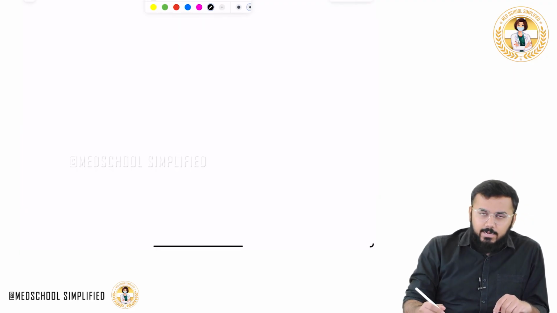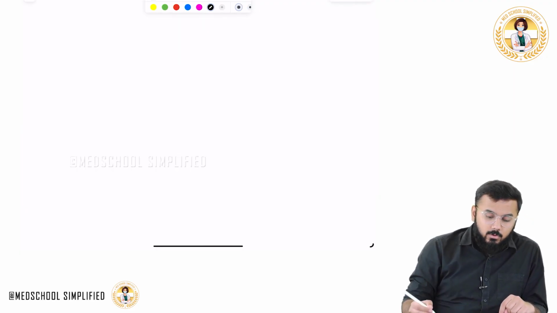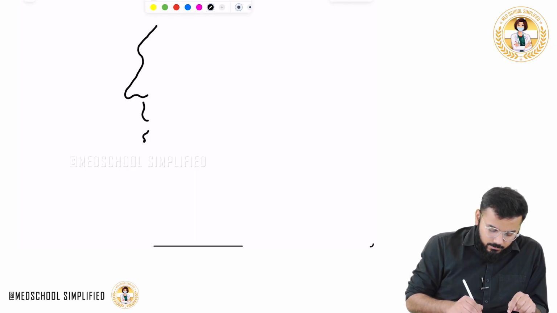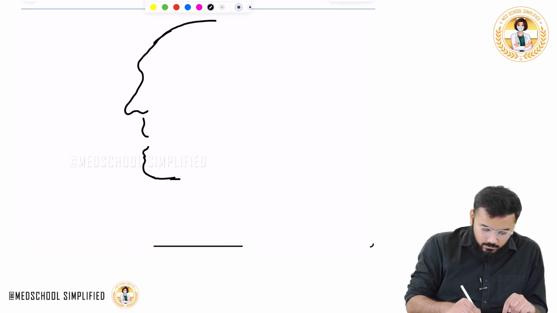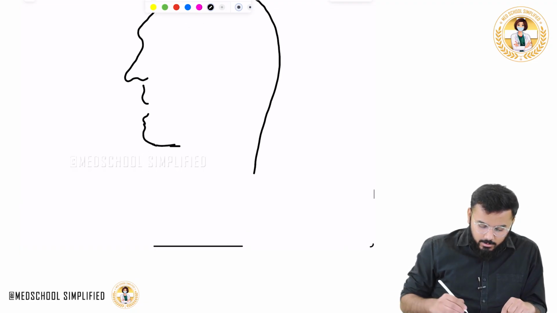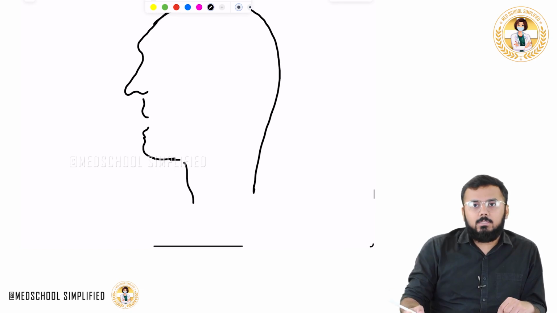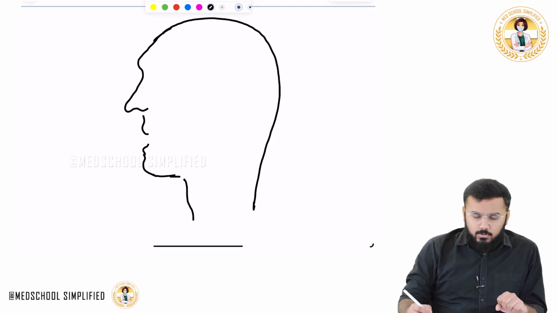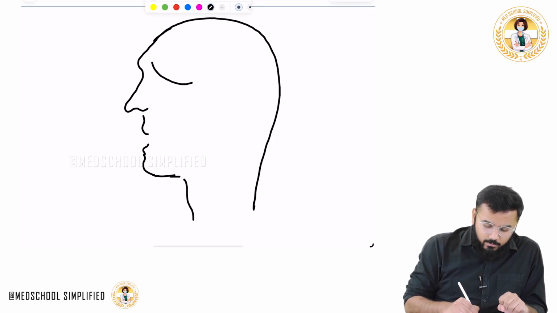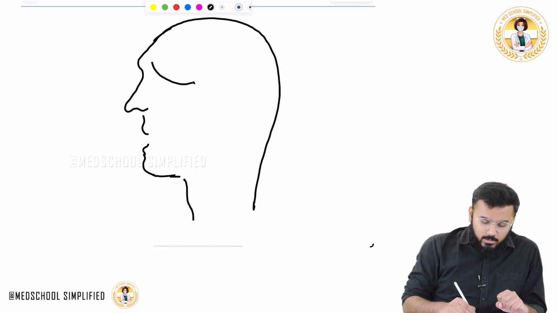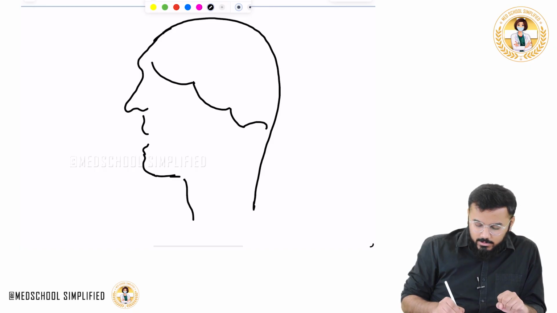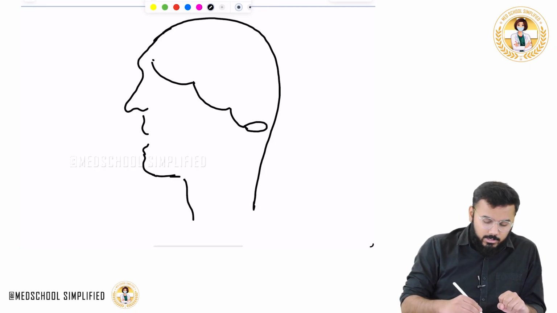For example, from the side view, if you look at the picture, this is how the cranial fossas look. Here, this is the lateral side of the face. The cranial fossa over here is called the anterior cranial fossa. The cranial fossa over here is called the middle cranial fossa, and the cranial fossa over here, which has a very big opening, is called the posterior cranial fossa.